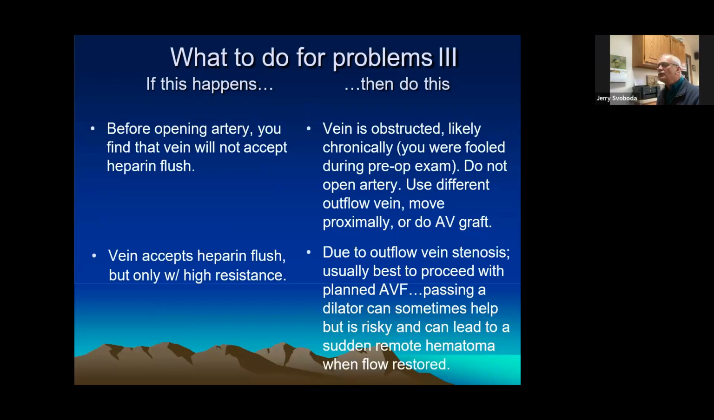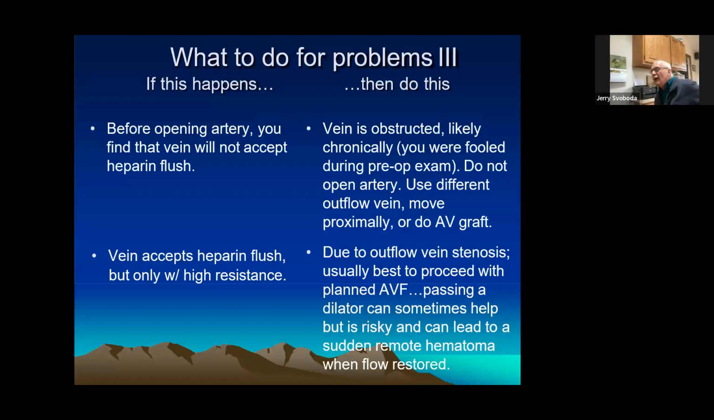That means the vein is obstructed. You might have been fooled on your exam. Do not open that artery. Use a different vein or move proximally to a larger vein. These are situations in the States where we sometimes did an AV graft where a fistula was planned, but that would usually be untenable in East Africa.